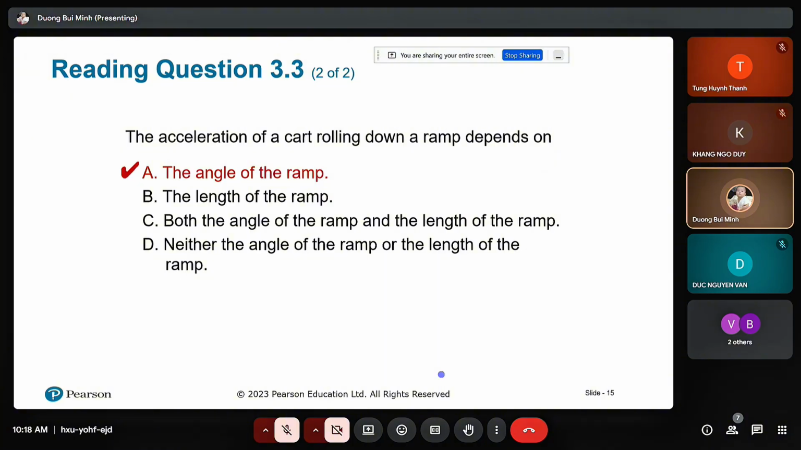The answer is the angle of the ramp. Okay, the angle. You need to explain for yourself. It's very easy. So we don't have more time.